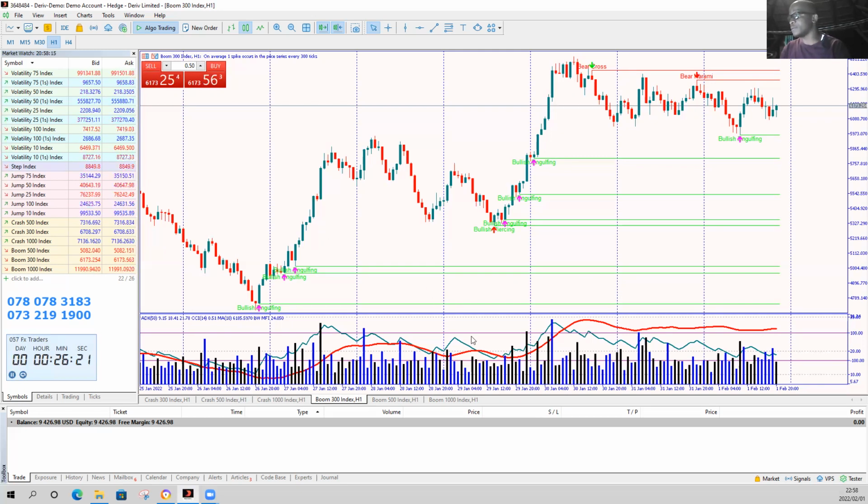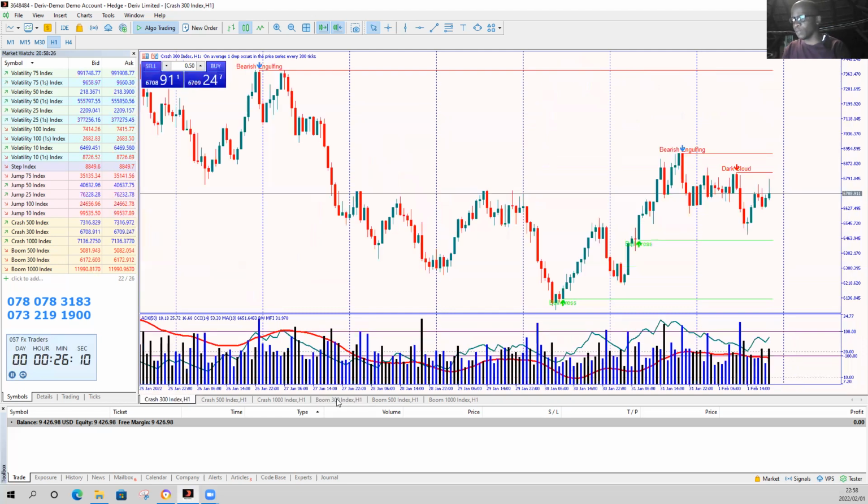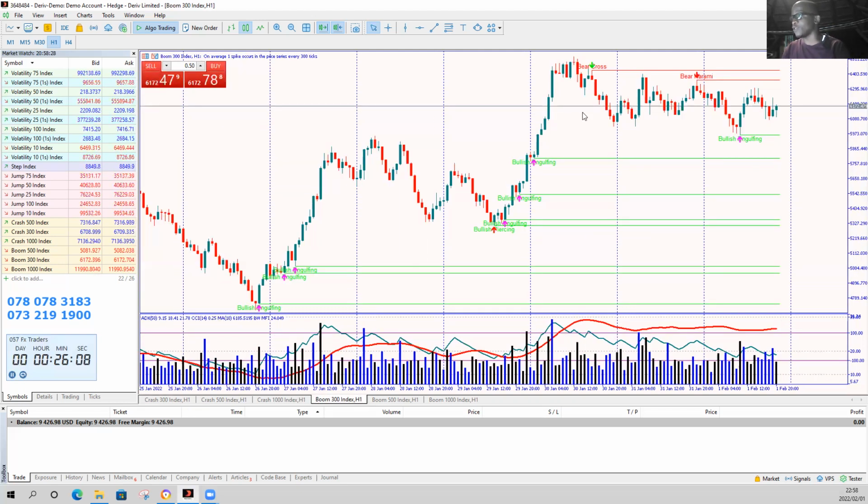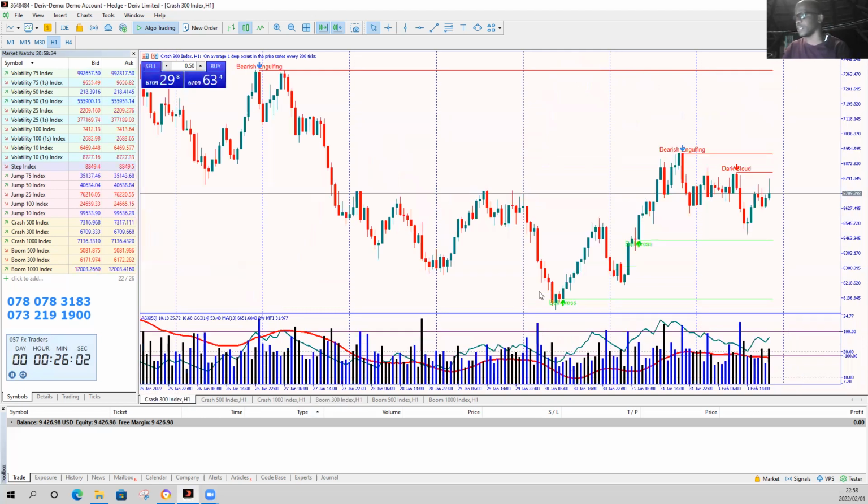So let's go on. Now I want to explain this strategy of scalping the Boom and Crash. Basically, on the Boom, you are not buying, you are trading against it, you're going to sell. And on the Crash, you are not selling, you're going to trade against it, you're going to buy. As you can see here, if you bought from here, you could have made a lot of money.